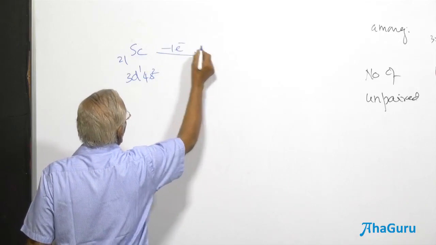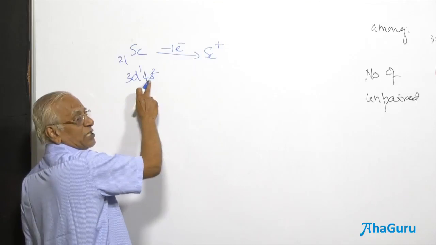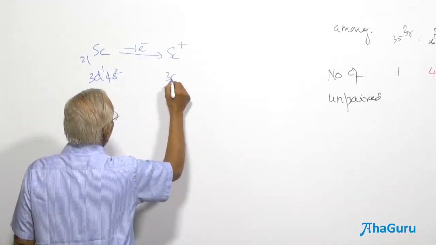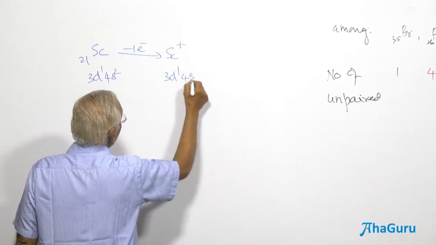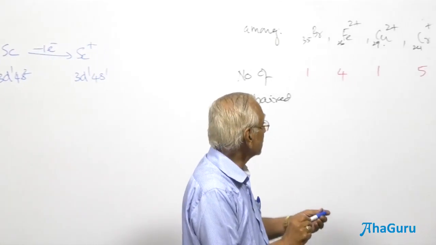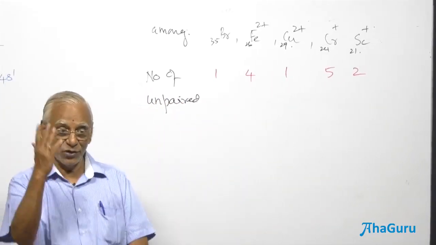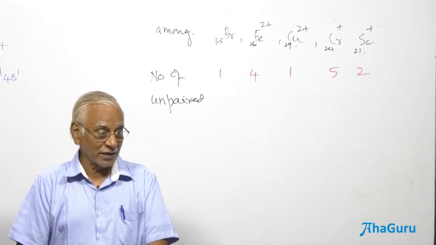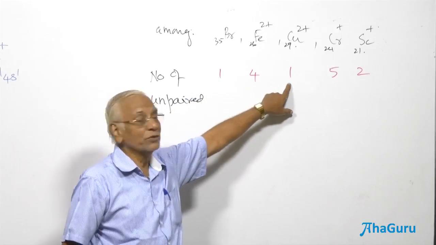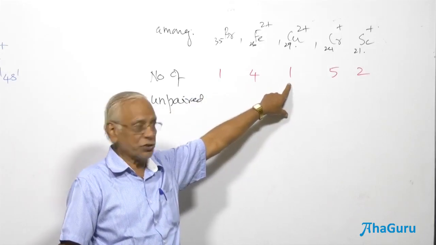Scandium has lost only 1 electron because it forms a positively charged species. The 1 electron has to be removed from the last one. That is why we write this way. Therefore, the electronic configuration is 3d1, 4s1. Therefore, 2 unpaired electrons. So, now you know the single digit answer, how many of these different species have got the same number of unpaired electrons? Only 2. Only 2.